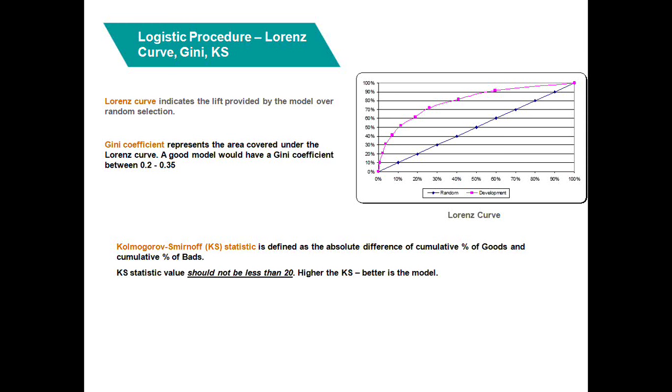Then there is another test statistic, that is KS. It's defined as the absolute difference of cumulative percentage of goods and cumulative percentage of bads. KS statistic value shouldn't be less than 20. The higher the KS, the better the model. But a maximum KS, let's say more than 50, sometimes overfits the model. So it should be somewhere between 20 and 40.